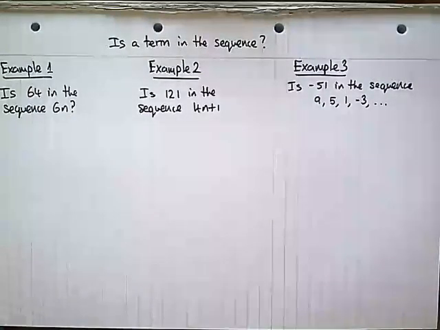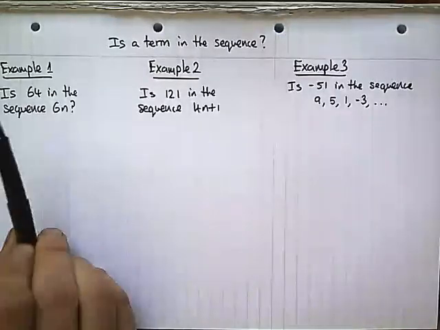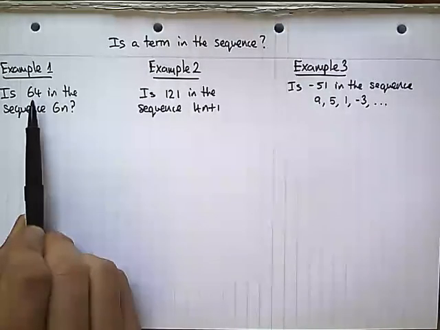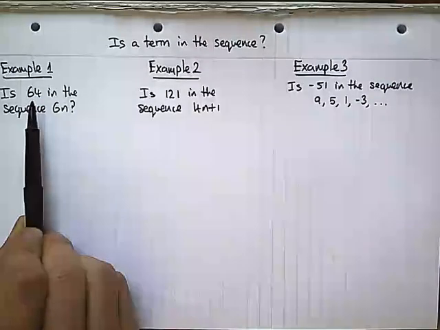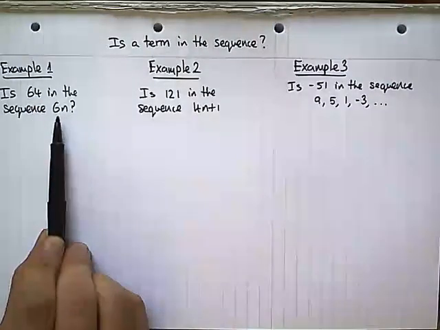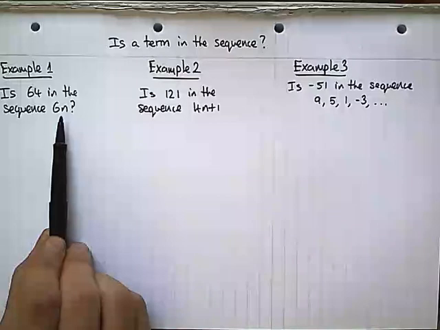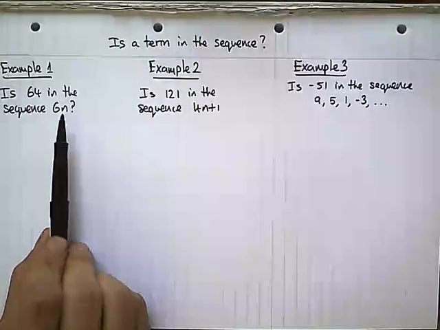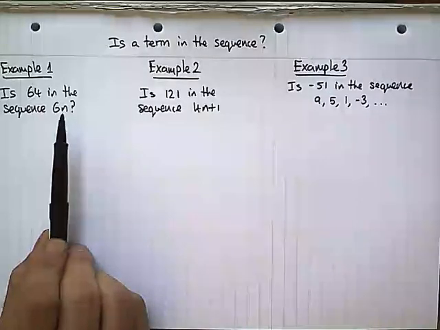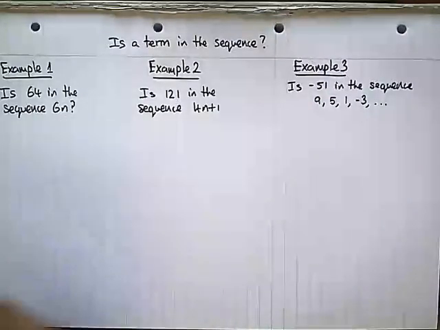We have to go back to when we solved equations to really help us so we can solve any of these problems. We've been given the term number, well, the term, which in example 1 is 64, and we've been given the sequence. So they've worked out the sequence for us. The way we do that is we set ourselves up an equation.